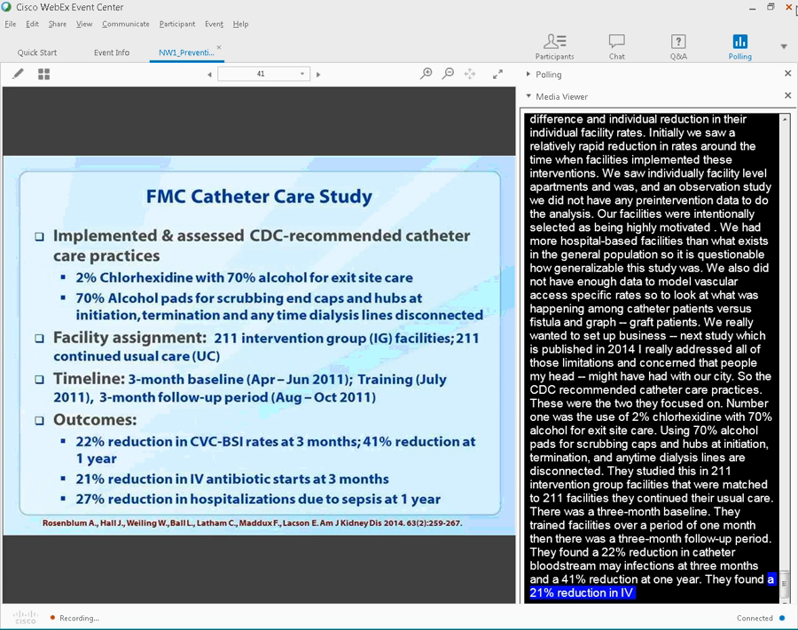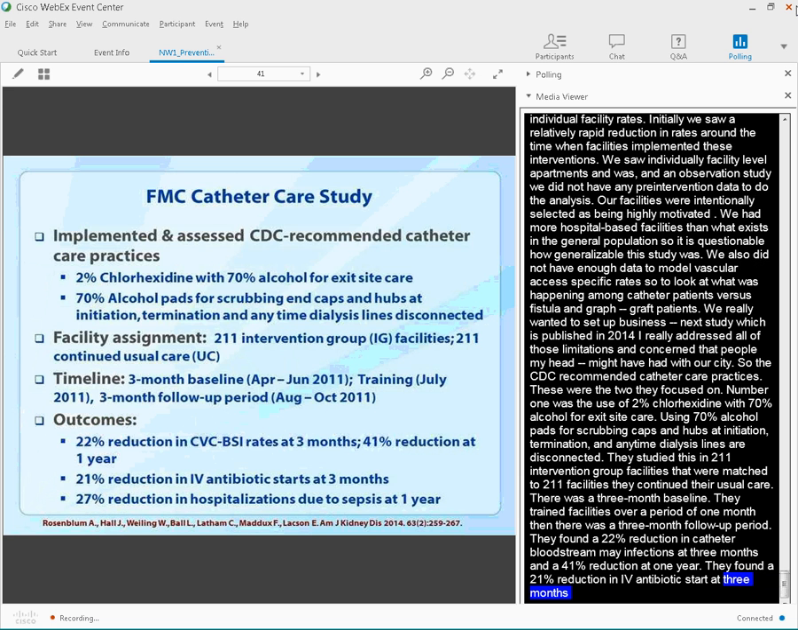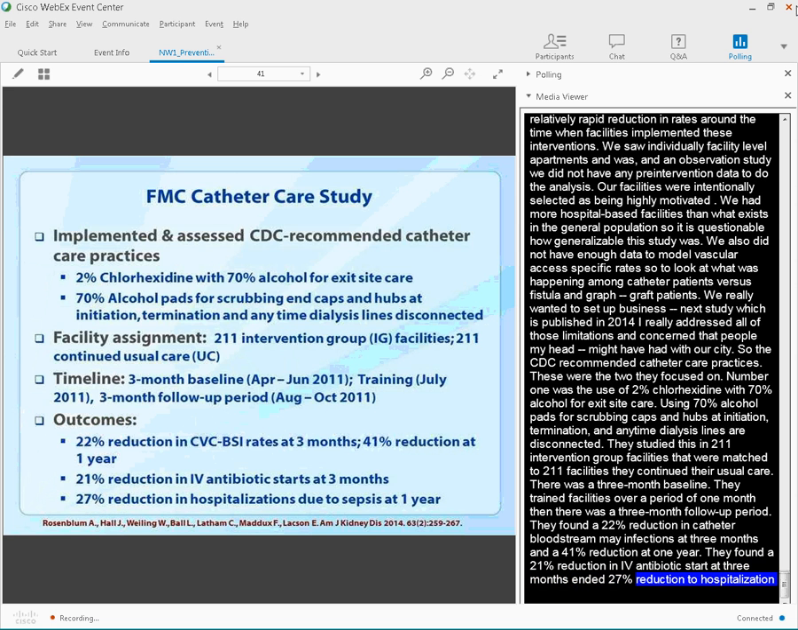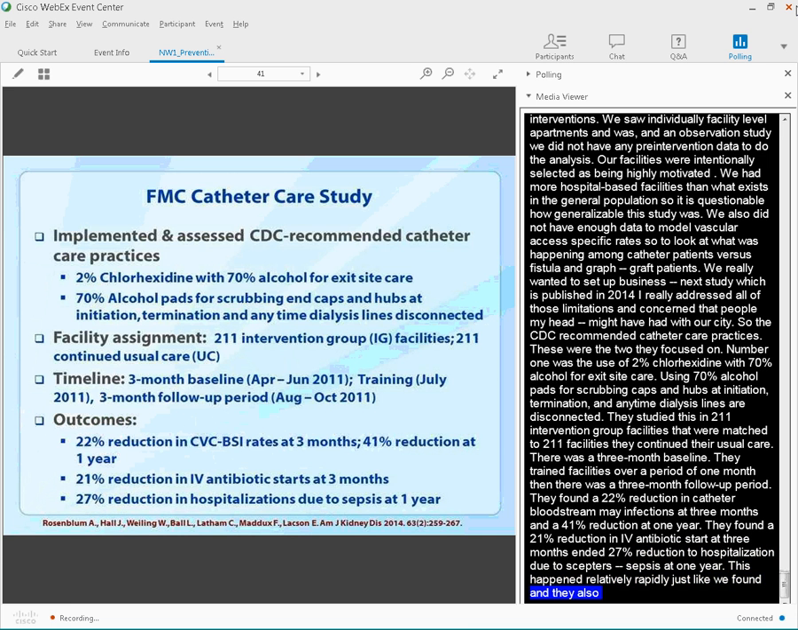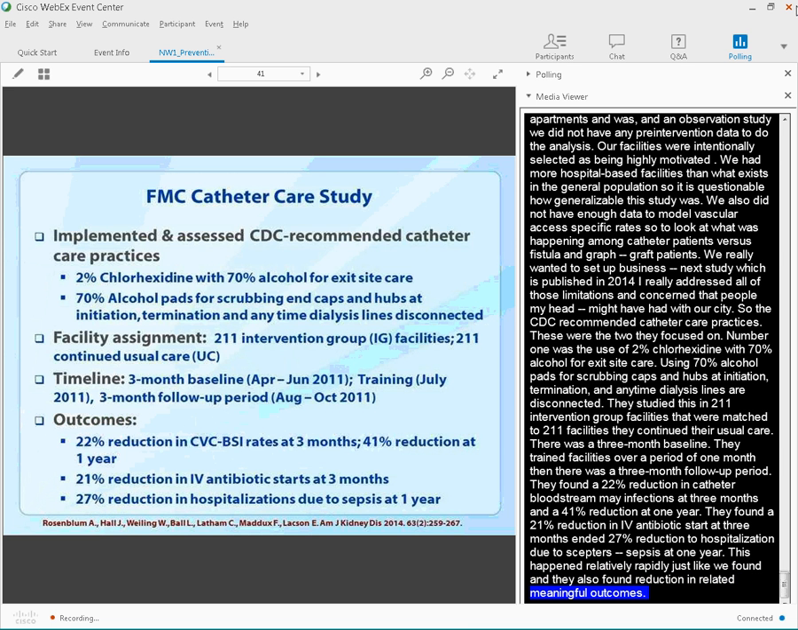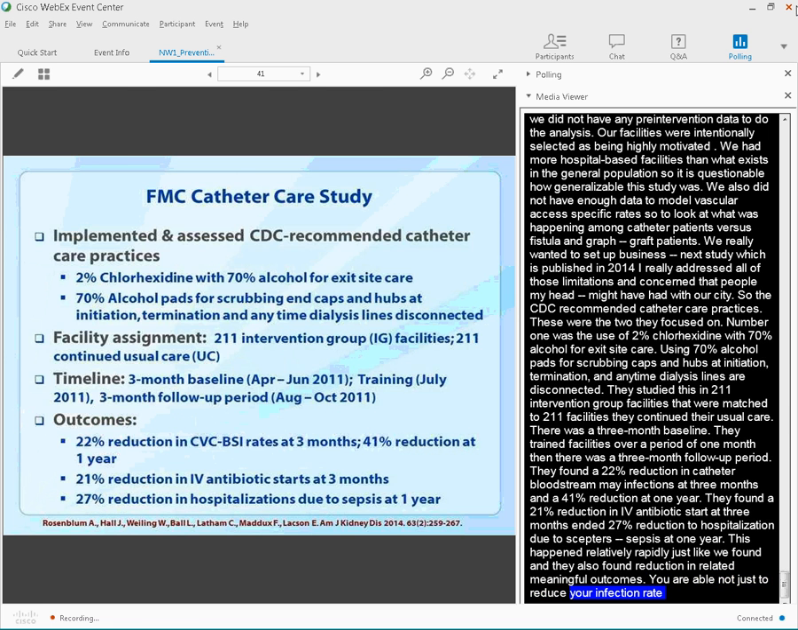So these were statistically significant reductions. They happened relatively rapidly, just like we found. And they also found reductions in related meaningful outcomes, right? So if you're able to reduce not just your infection rate, but your antibiotic usage rate and your hospitalizations due to sepsis, those are meaningful outcomes that matter to patients.